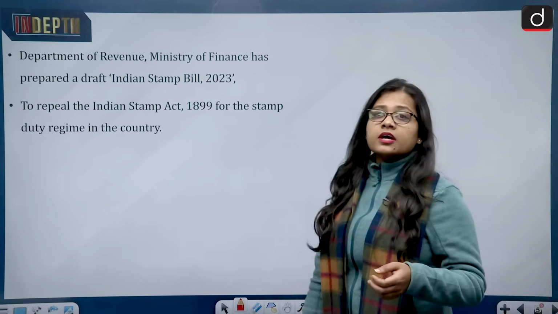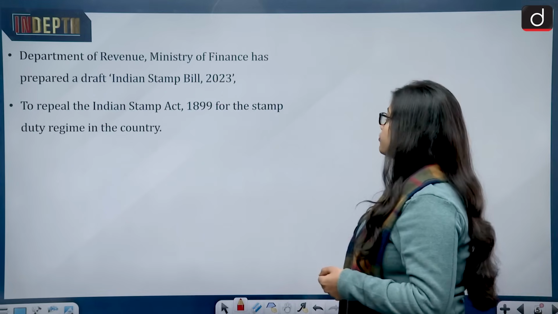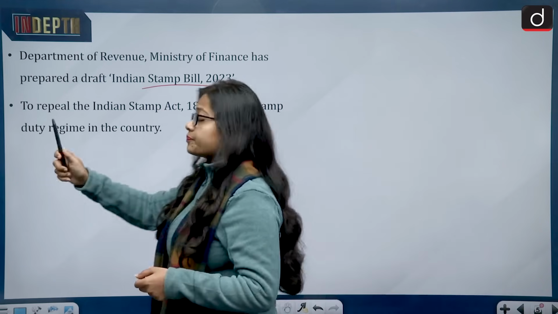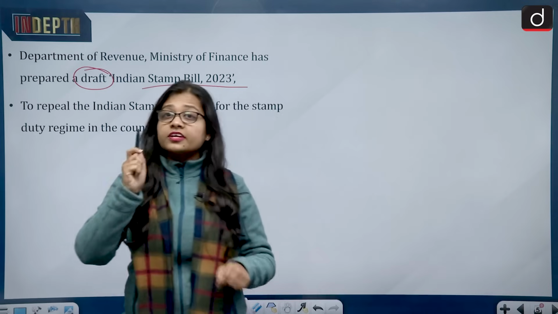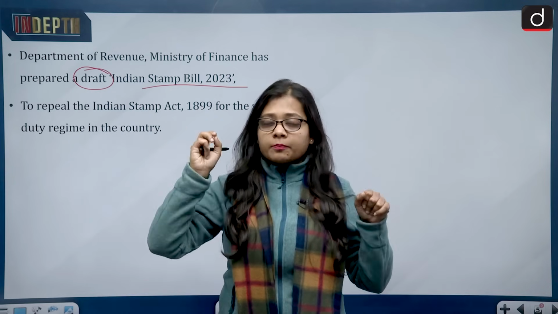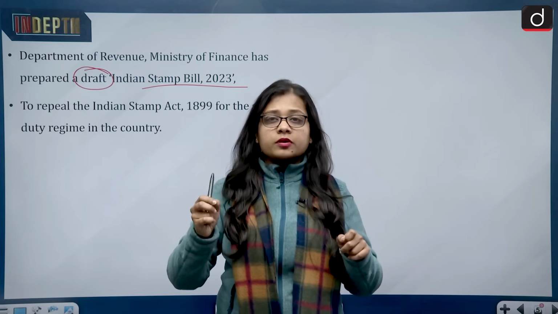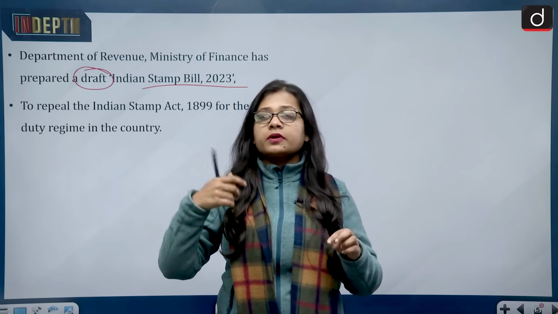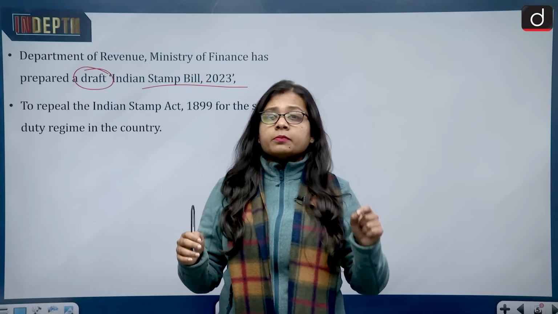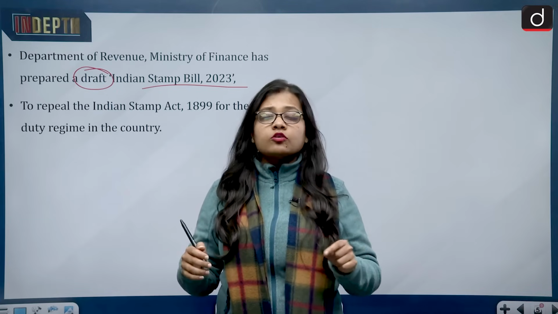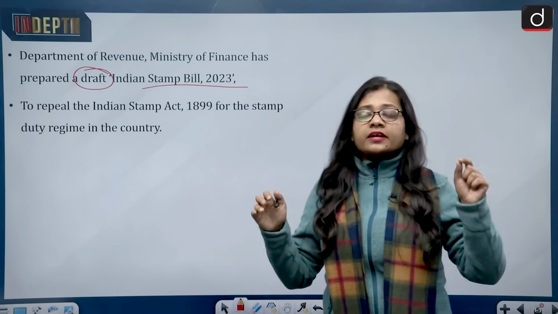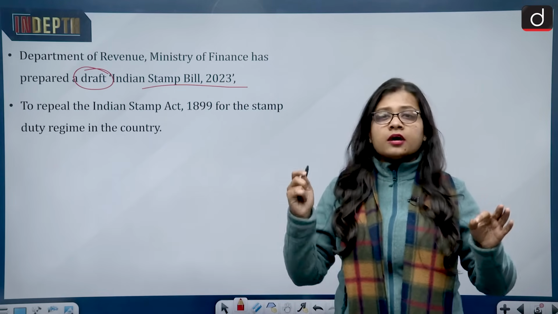So what is happening is the Department of Revenue, Ministry of Finance has prepared a draft Indian Stamp Bill 2023. It is a draft bill. There's a difference between a bill and an act. A bill is something which is presented in the Lok Sabha, then passed, then goes to the Rajya Sabha, then passed, or it can pass in any of the houses. But it becomes an act only when the President of India gives his or her assent to the bill. So an act is the final stage, while a bill is a process.